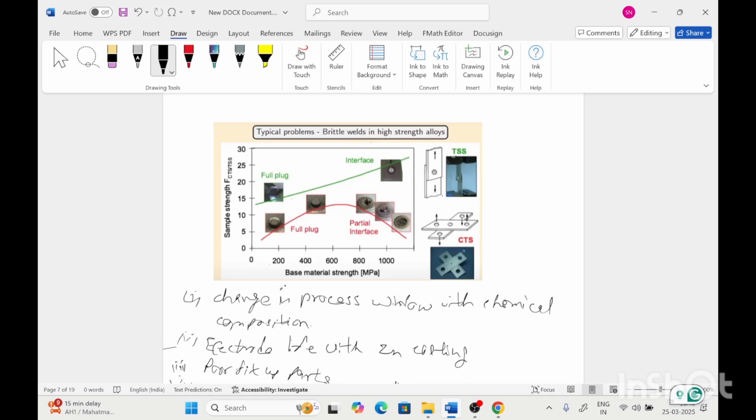While in the cross tension test, with low base material strength, full plug failure will occur, meaning the plug ratio will be 1. As the base material strength increases, the plug ratio starts to decrease, but this is also a good failure. But with the material strength increasing above 600, and this data is for steel, partial interface failure happens. This also leads to increasing alloying elements making the weld interface brittle.